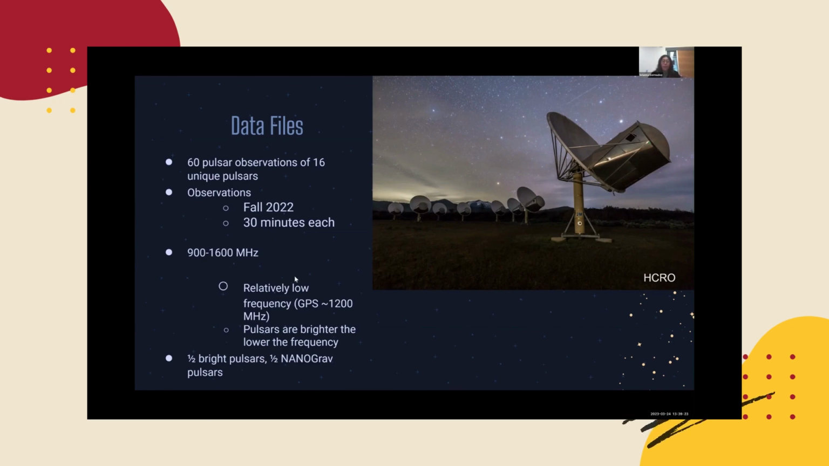The pulsars are brightest at the lower frequency, and the frequency intervals that we took our data with were between 900 and 1600 megahertz. To give you some context, that's like a GPS. A GPS is about 1200 megahertz. This picture on the right is another picture of the ATA satellite dish.